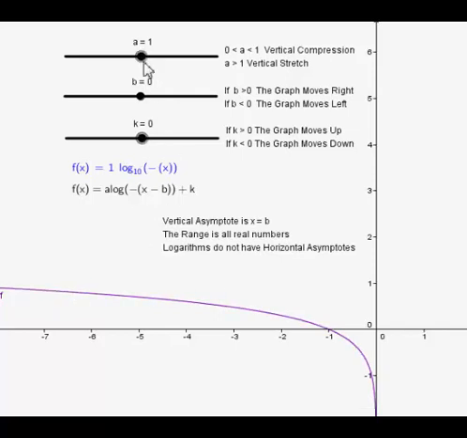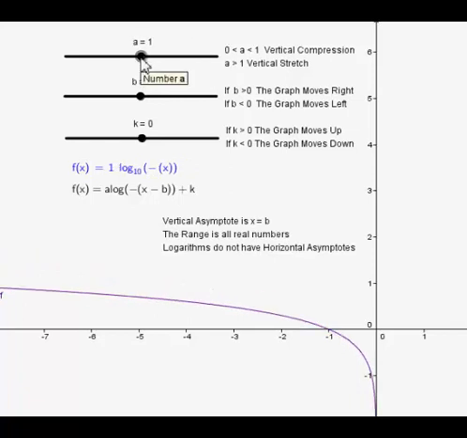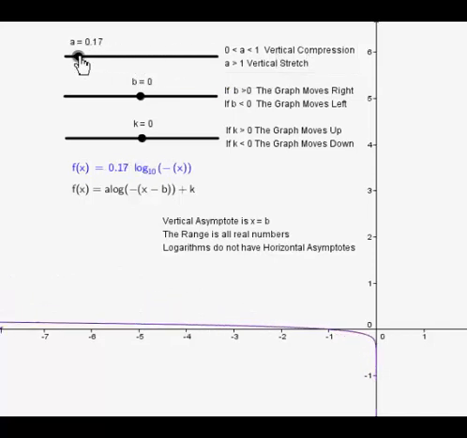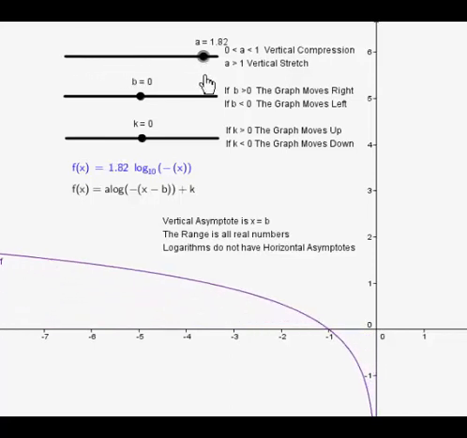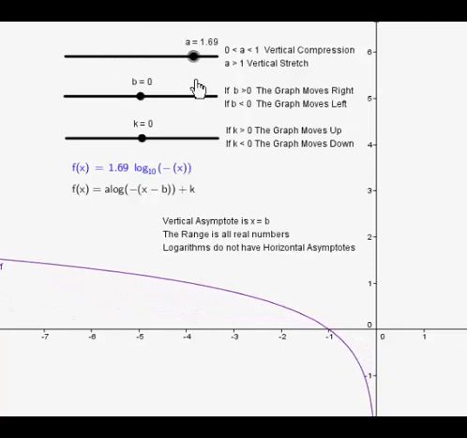But I want to show that the values of a, b, and k take on the same exact meaning. For example, if a is bigger than 1, watch the graph vertically stretching. I've reset a to be 1. I'm going to move to the left. And if a is between 0 and 1, this will impose a vertical compression. So let me just change the value of a, and notice the horizontal intercept is now (negative 1, 0), and the vertical asymptote is x equals 0.